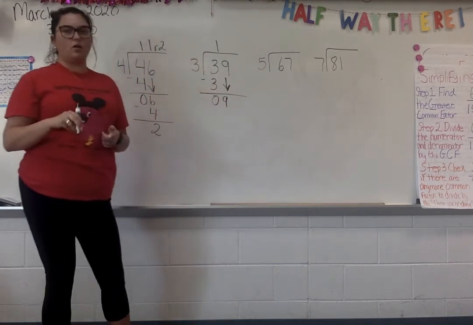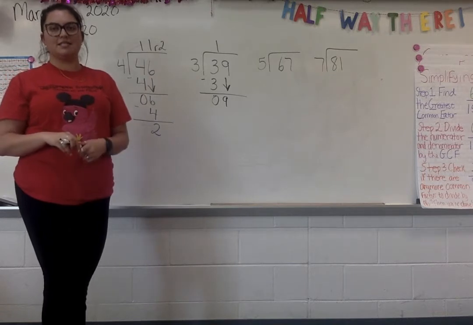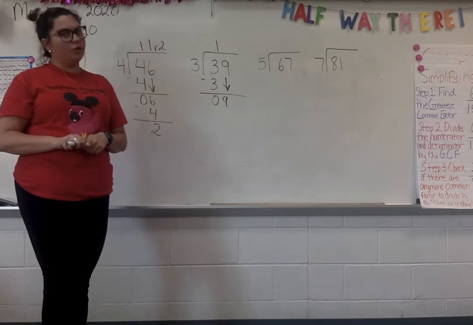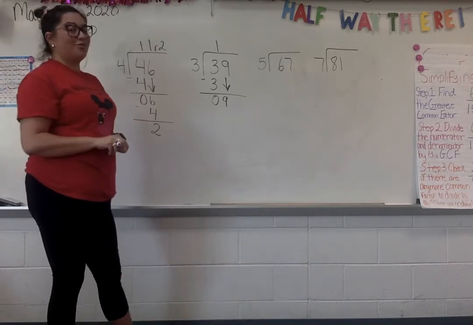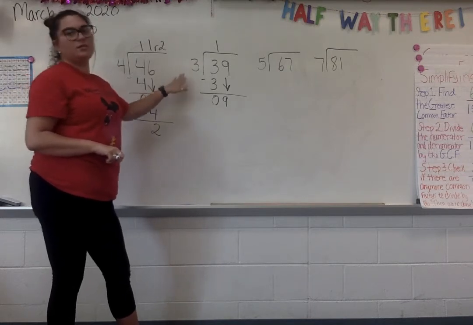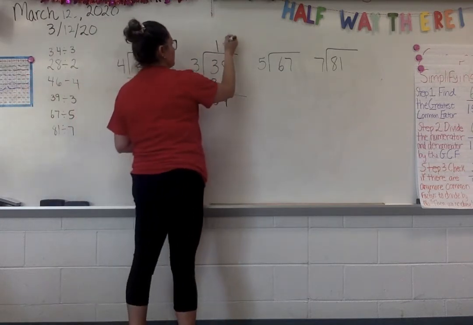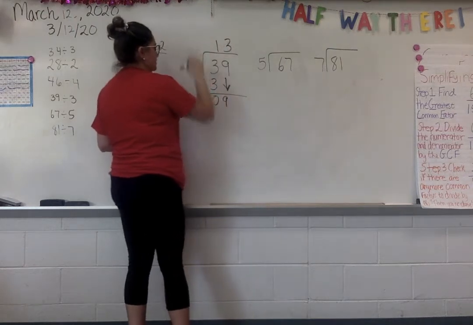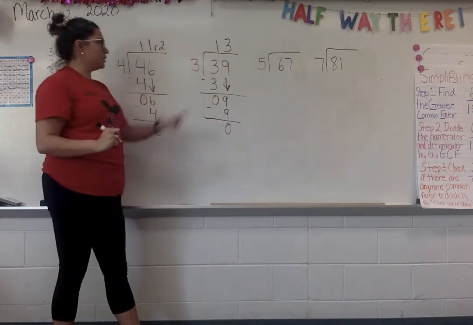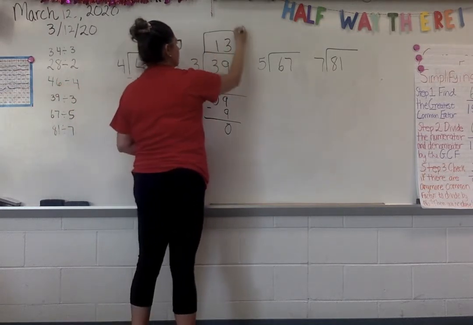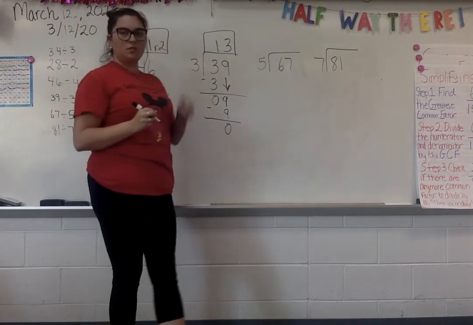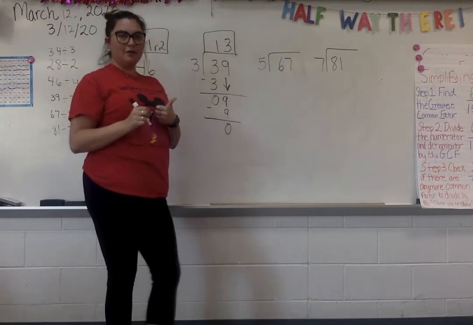All right, so now we need to think. What times 3 gives us 9? Or something close to it. If 3 is not a factor of 9, which you should know whether or not it is. So 3 is a factor of 9, right? So 3 times what gives us 9? 3 times 3 gives us 9. So I'm going to put this 3 here. So 3 times 3 is 9. And subtract. I have no remainder, so my answer is 13. Okay? You with me so far? Doing good? I hope so.